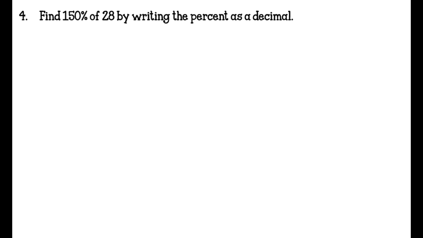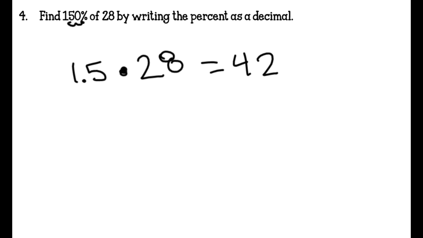Number 4, find 150% of 28 by writing the percent as a decimal. So the decimal is right here after 150, move it over 2. So we have 1.5, and this is of 28. So of means we're going to multiply. We take 1.5 times 28, and we get 42. Circle it, and that's my answer.